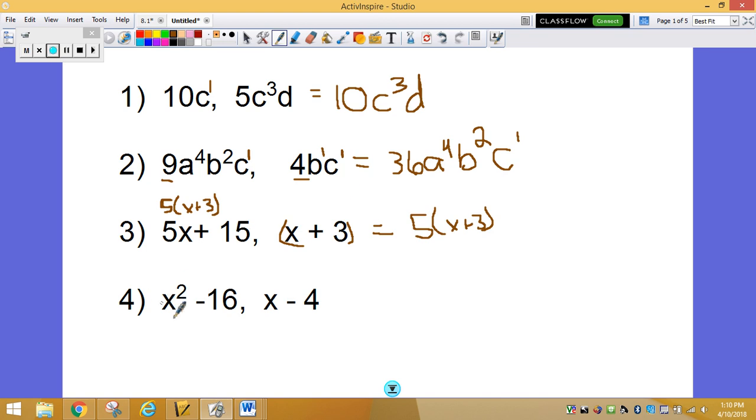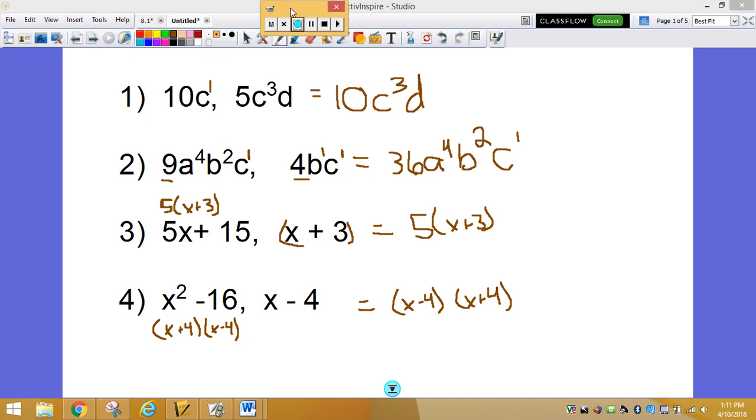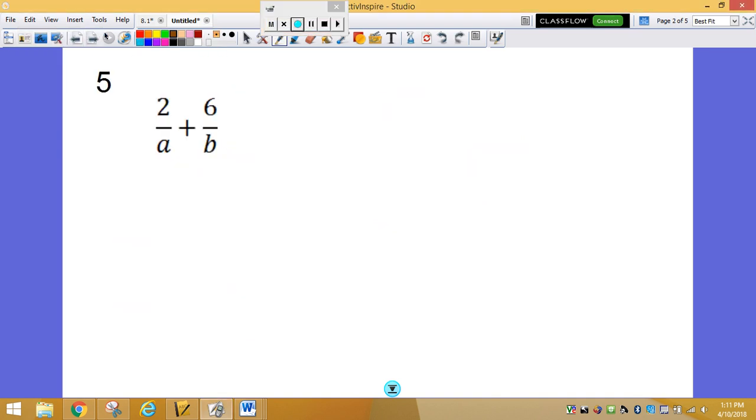And last up, this is a perfect square, so it'll break down to an x plus 4 and an x minus 4. So we want these to be the same. Well, they both have an x minus 4. So that's part of your LCM. And then we'll also need to add an x plus 4 for them to be the same. So if you'll complete 1 through 4 on your worksheet and then come back to me, we'll do some of the problems.